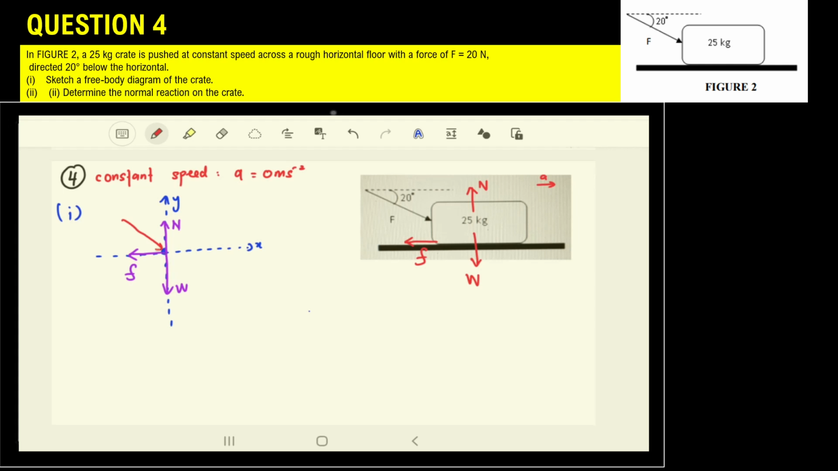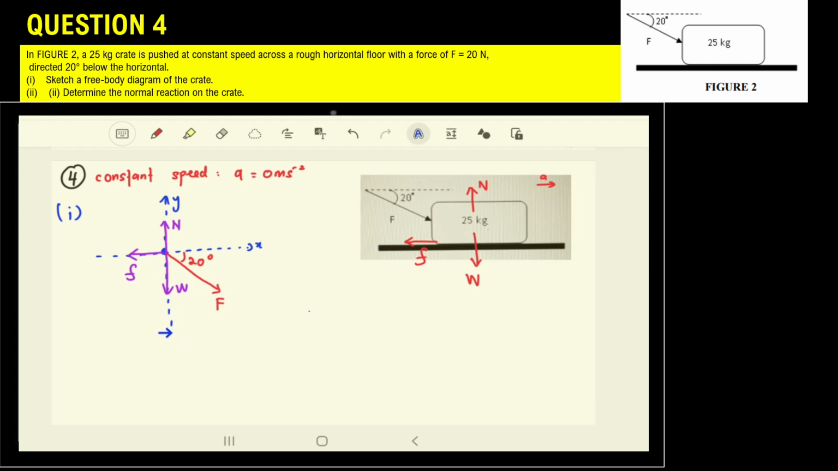So we transfer. If this is 20 degrees here, when we transfer it to here we have F, and if this is 20 degrees, this is also 20 degrees. Let me erase. Alright, now you can see all the forces are in the correct place and the correct direction. Okay, done. So this is our answer for number 1.